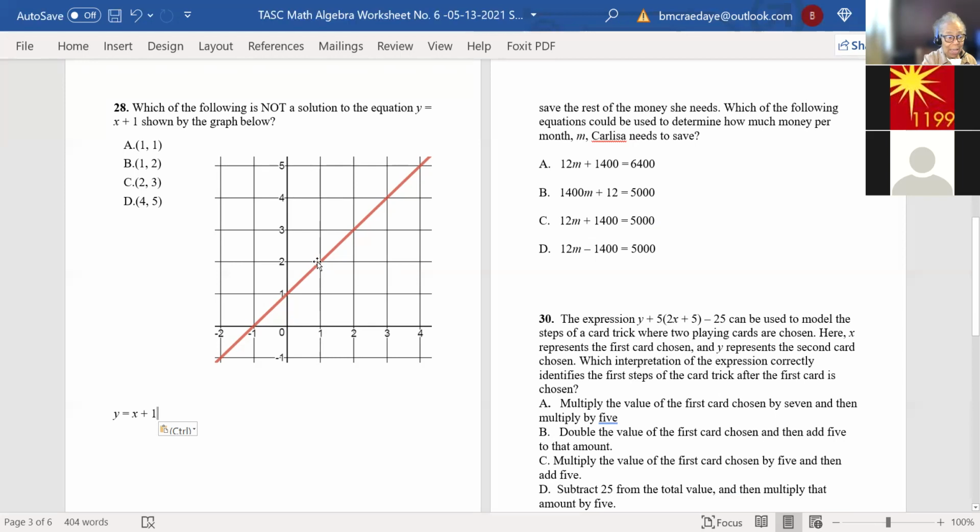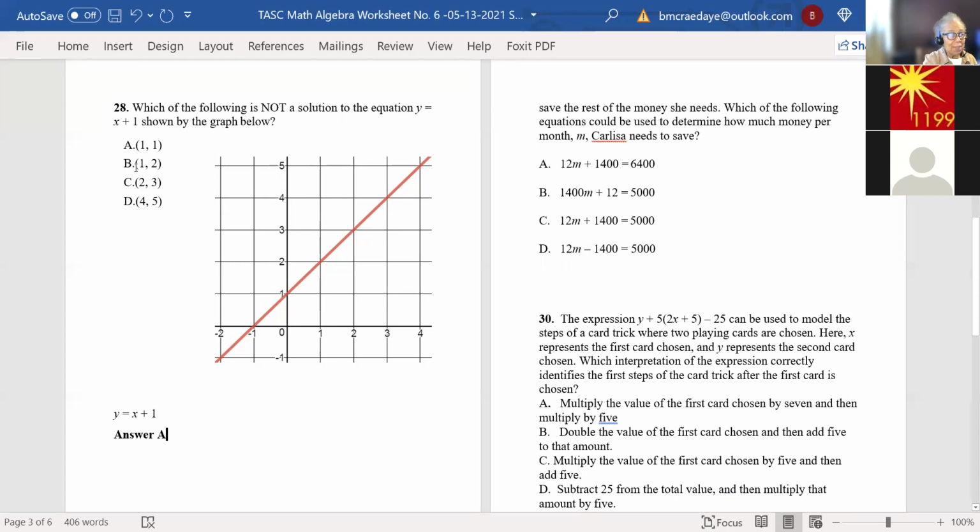So we know what our answer is, right? Which one is not a solution? It's A. That's right. Very good. Answer A. You can read it off the graph because when you pick 1 for x on the horizontal, go up to the y and look over at the left, that's a 2.